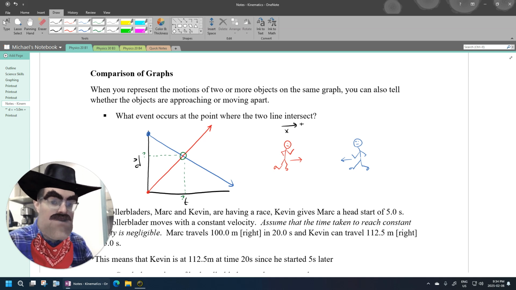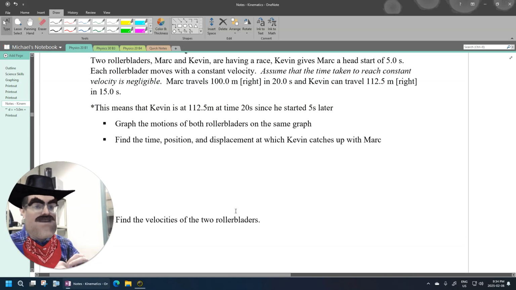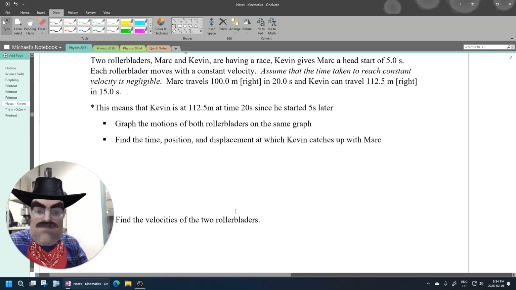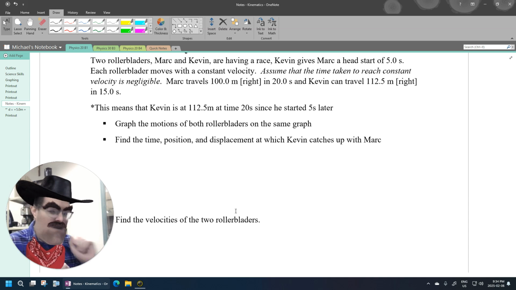You're going to need some equations to do this. So the next question here, we've got Mark and Kevin. They're having a race. Kevin gives Mark a head start of 5 seconds. So Mark's going to just start, and then 5 seconds later, Kevin will start. Each rollerblader will move at a constant velocity, so we're not really worried about the time it takes to get up to speed. They're just off they go, up to the speed they need to be. It says here Mark can travel 100 meters in 20 seconds, and then Kevin can travel 112.5 meters in 15 seconds.